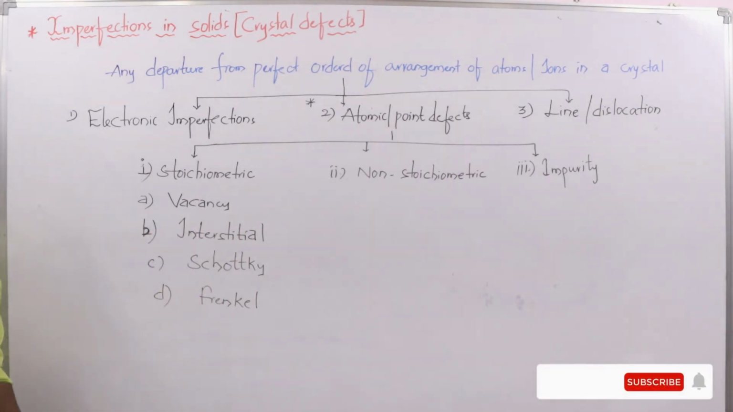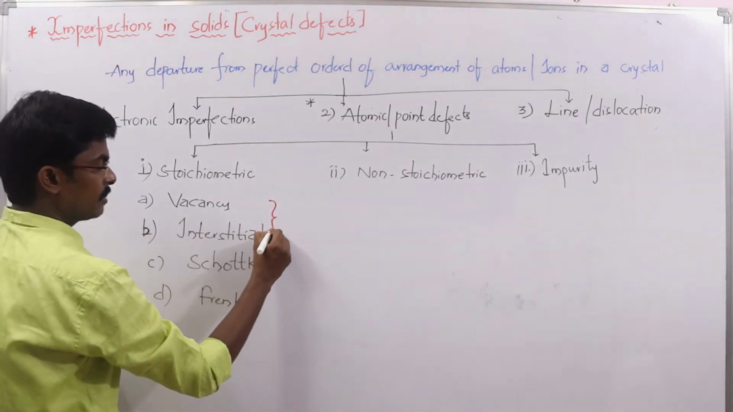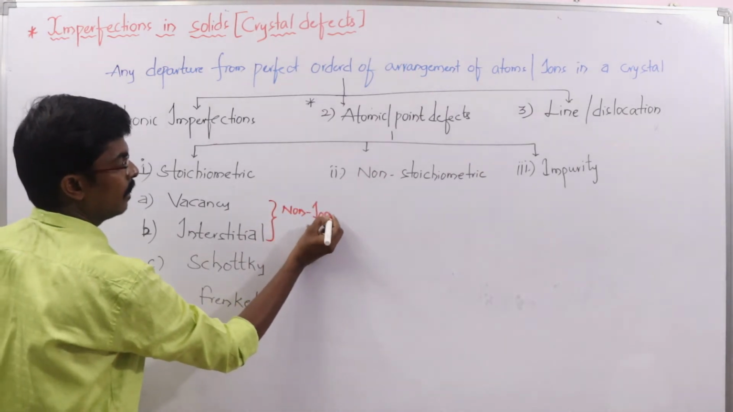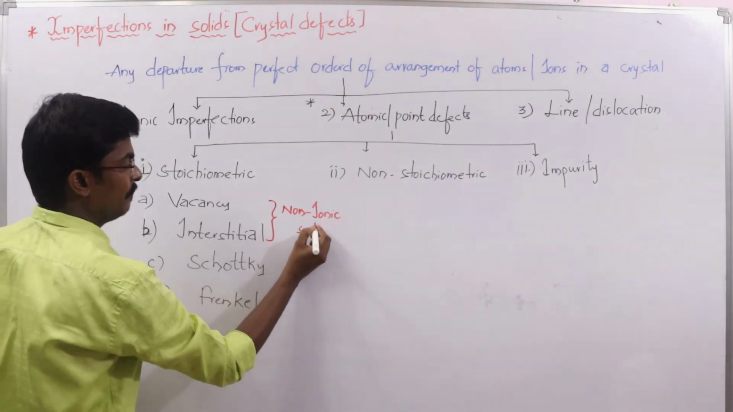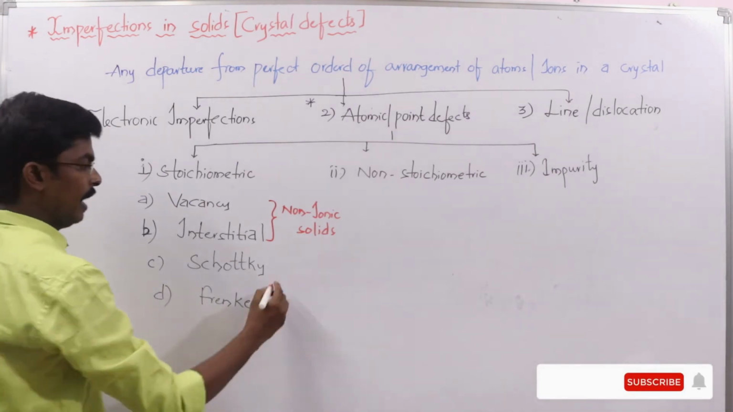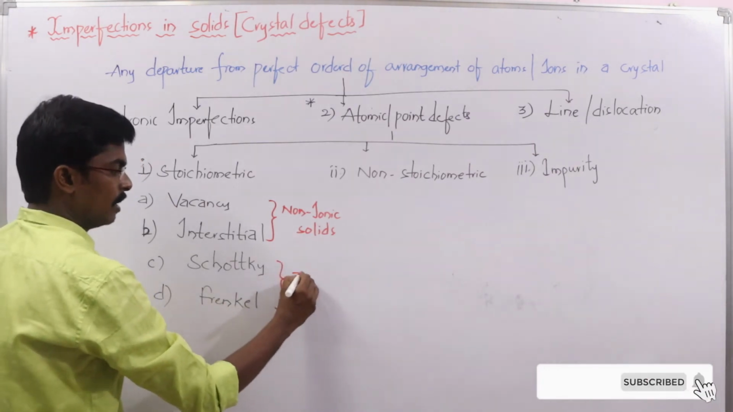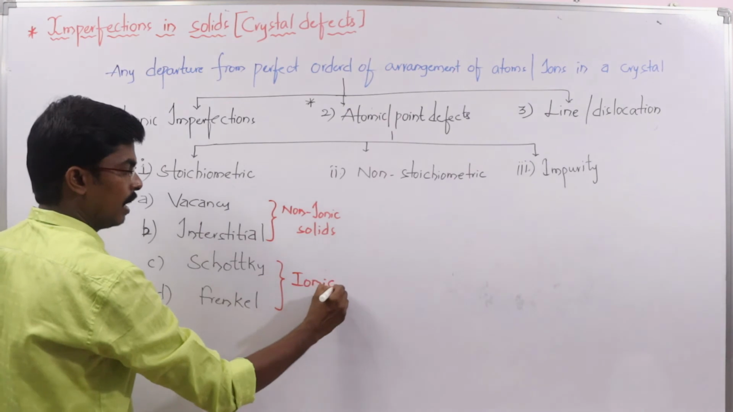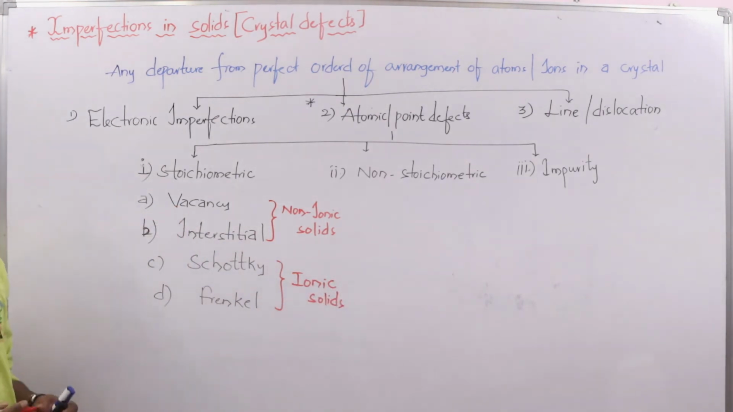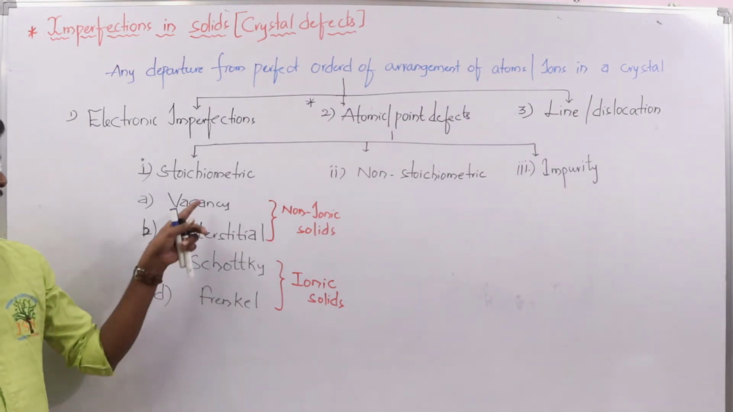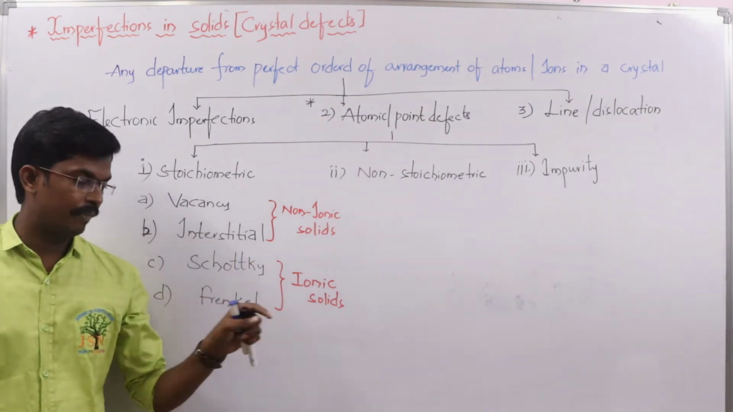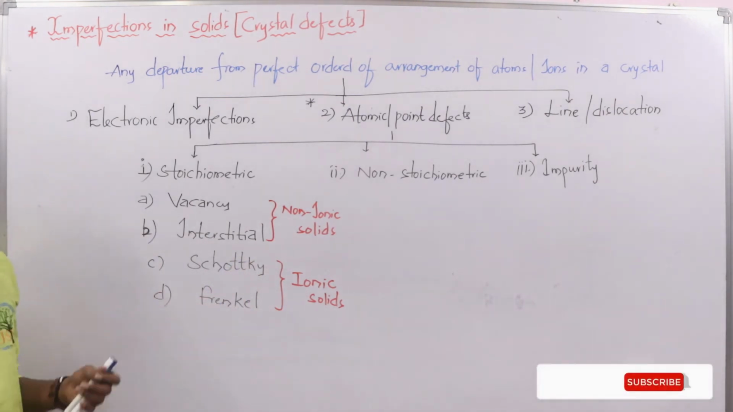Generally, the vacancy and interstitial defects are usually shown by non-ionic solids. These two defects we majorly observe in non-ionic solids, whereas the Schottky and Frenkel defects we usually observe in ionic solids. So stoichiometric defects are four types: vacancy and interstitial, which are shown by non-ionic solids, and Schottky and Frenkel defects, which are shown by ionic solids.